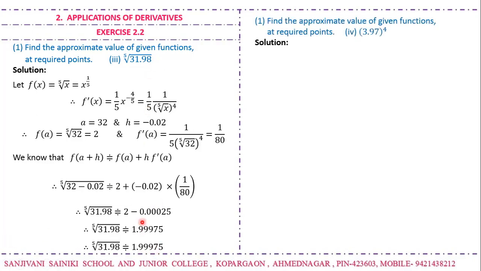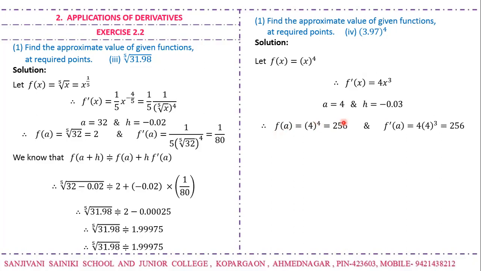Similar to these examples, now we have to find the approximate value of 3.97 raised to 4. So that means f of x is x raised to 4, and its derivative is 4x cubed. Now I want to choose an integer. The best positive integer which is nearer to 3.97 is 4. So I am choosing a as 4, and I must choose h as minus 0.03.